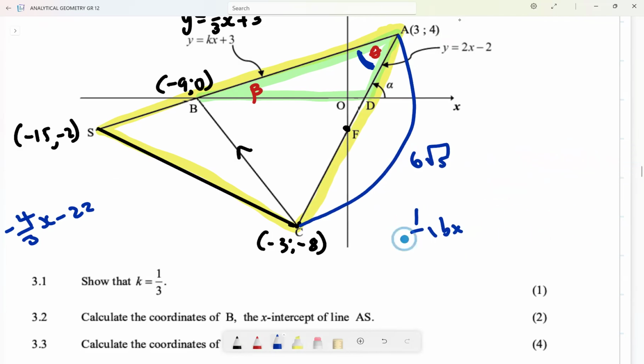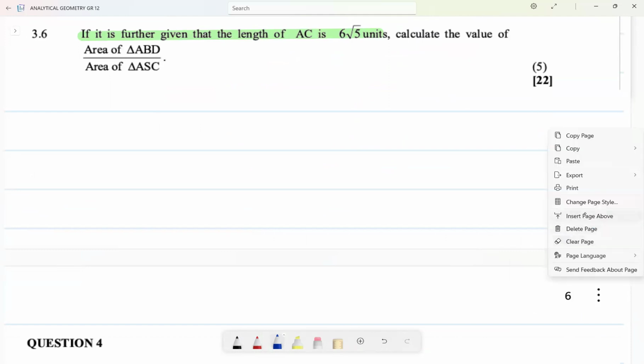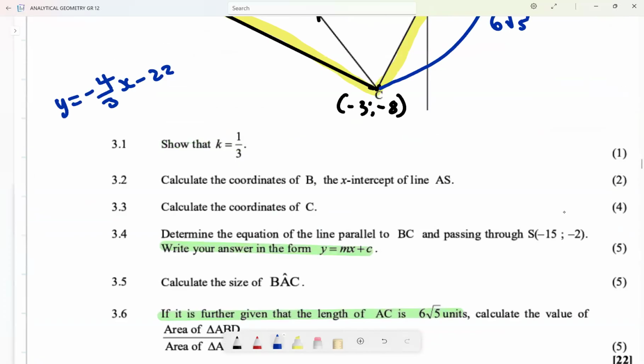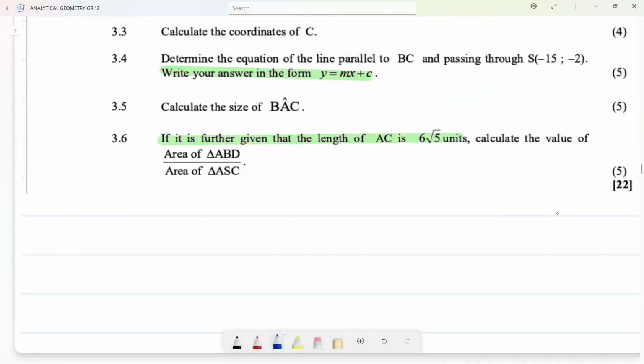So for the green triangle, I'm going to use this angle. So I'm going to need the length of AD as well as the length of AB. AB divided by AD. I'm going to need the length of AB. I'm going to also need the length of AD.